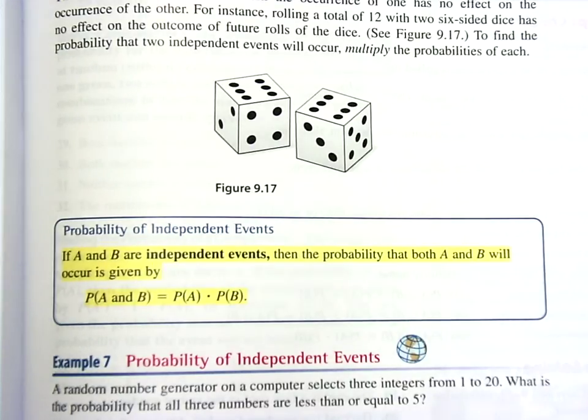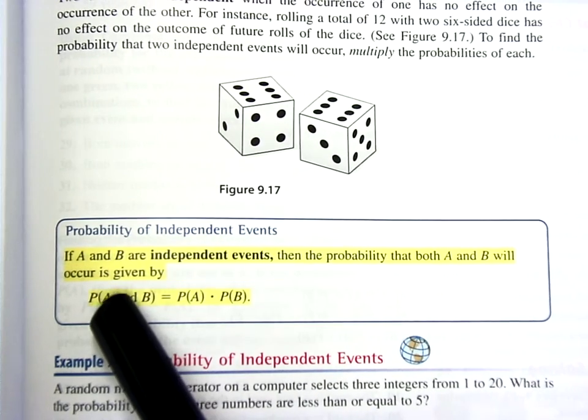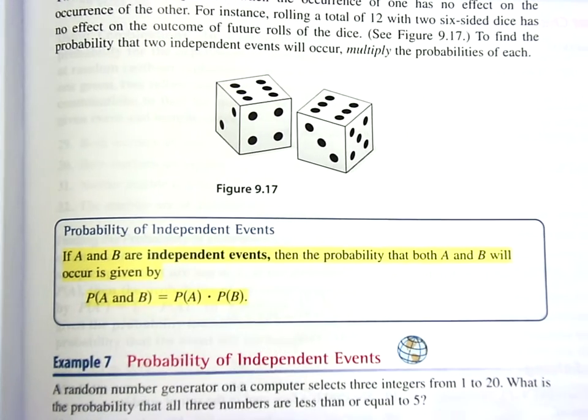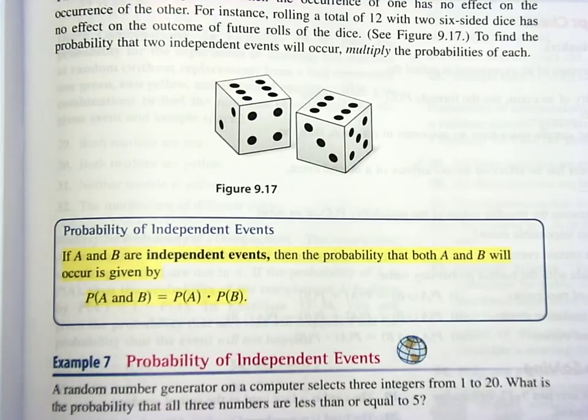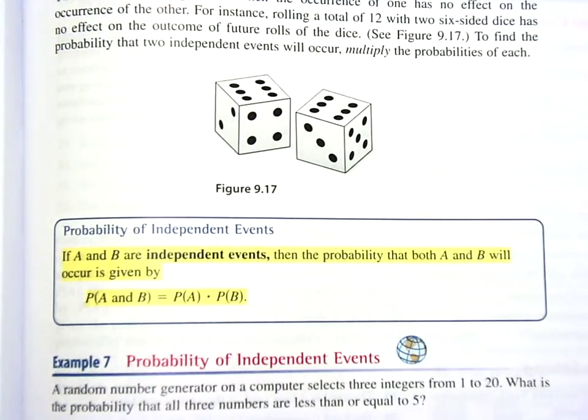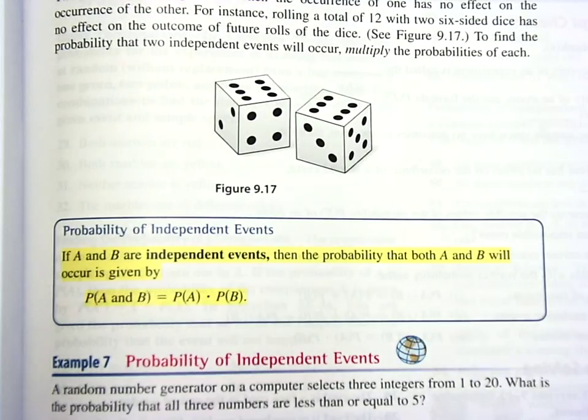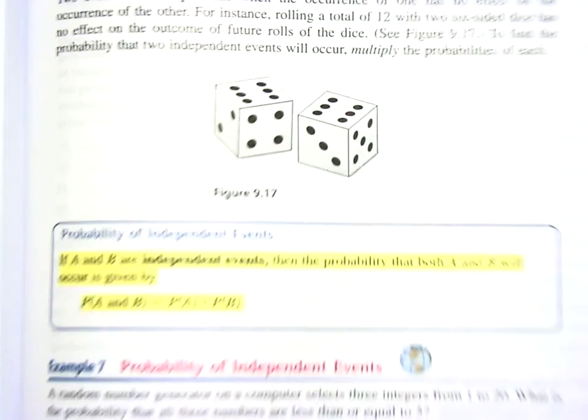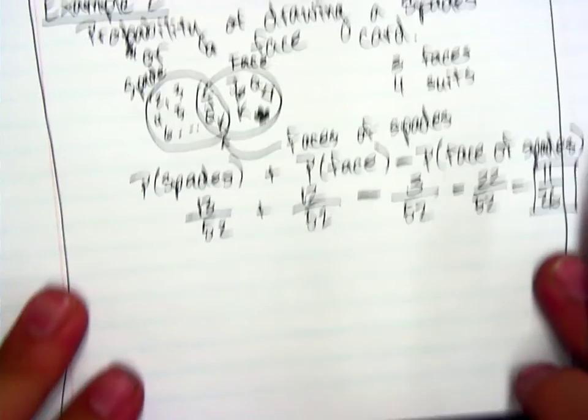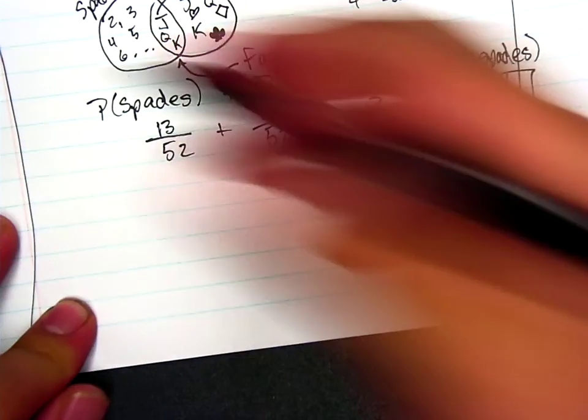So if A and B are independent events, then the probability that both A and B will occur is given by, so probability of A and B equals probability of A times the probability of B. Now these events could be actually the same. So let's say that the example is we want to roll a 6 on both die. We would get 1 over 6 for the first probability times 1 over 6 again. All right, so for our example, we're going to go ahead and go with the dice, but we're going to make it a little more interesting.